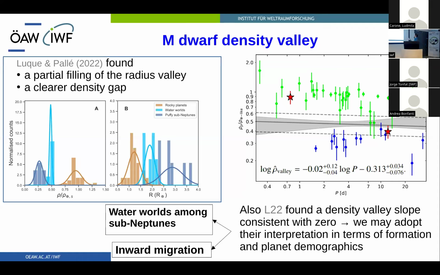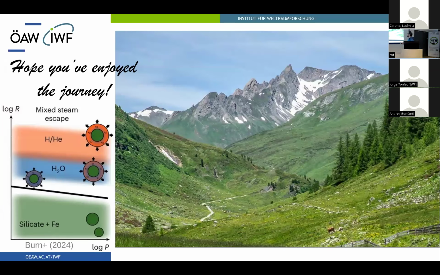And so the interpretation is that among the sub-Neptunes there are steam worlds, which, especially around M dwarfs, tend to migrate inward, and then the radius valley is partly cancelled, while the density valley keeps being there. This is something to be taken into account. Probably for the next step, we still have to think about the complete setup of this exoplanet system. But essentially this is the idea: a mixture between photoevaporation and inward migration. So this is my last slide.